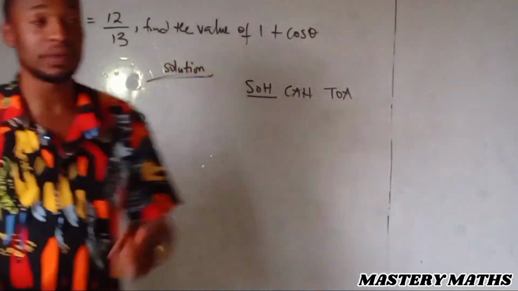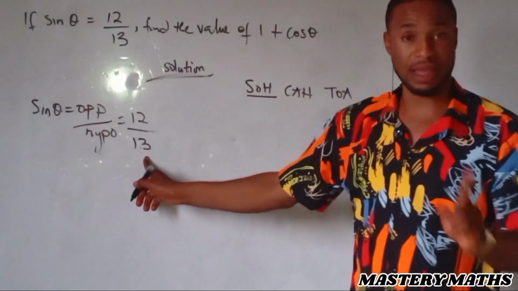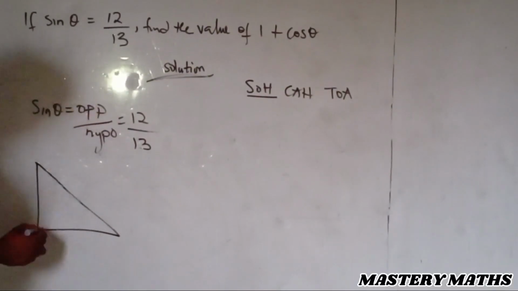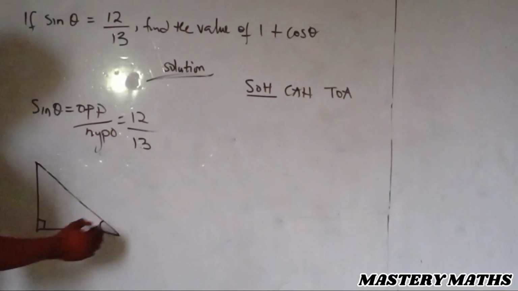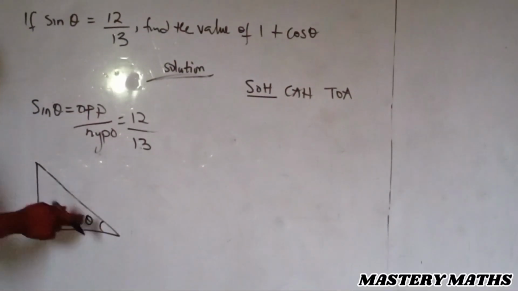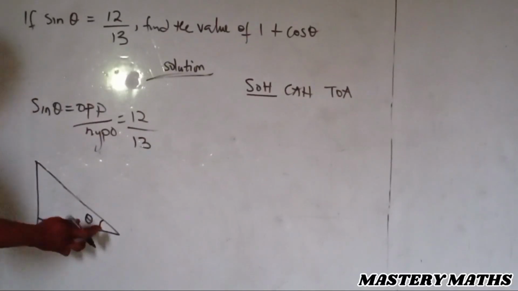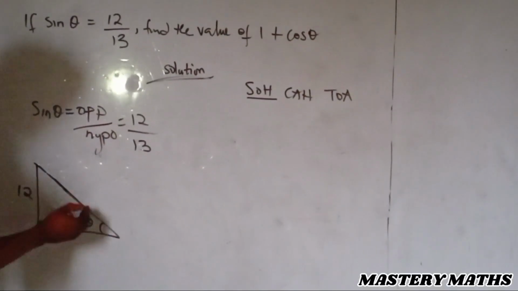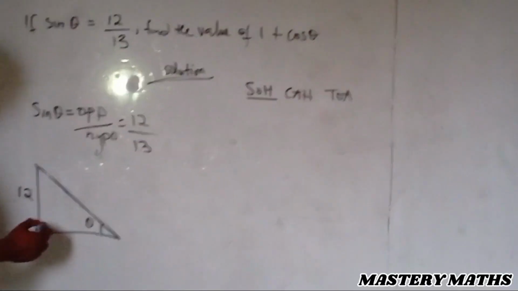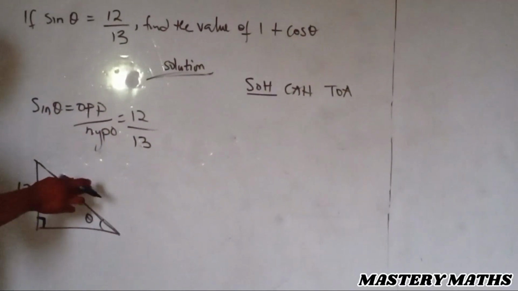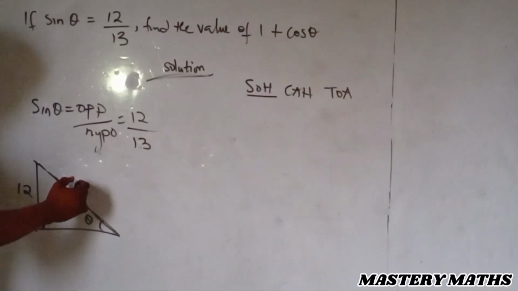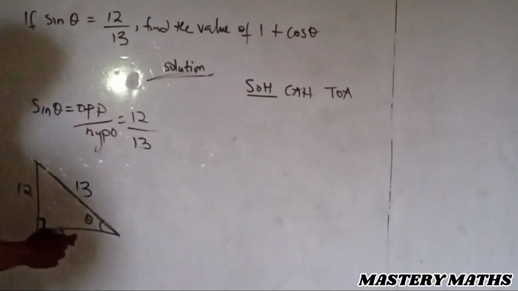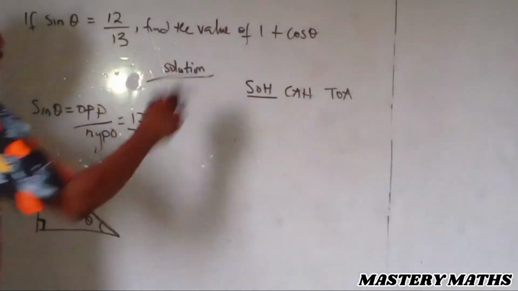If I'm to draw this, I represent this in my right angle triangle. In the right angle triangle, you have this, where this is the opposite. Anywhere your angle is facing is the opposite, and the opposite is your 12, while this is the hypotenuse, the biggest side, or you can say the side facing the right angle. So this is facing this side, so it will be 13. Here is 13.